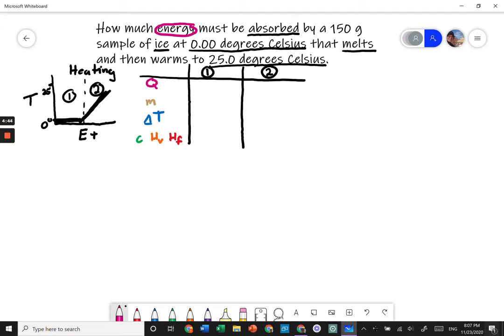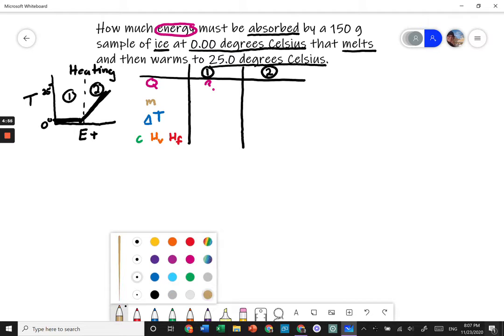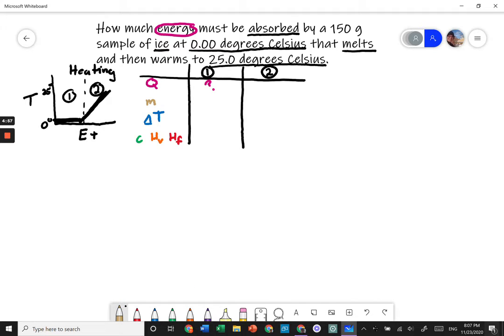Well, one, that should be a question mark at the end, but two, it's not telling us how much energy we have. So in region 1, I don't know. I'm probably going to have to solve for that. I'm going to put a question mark now. One thing that I do know, though, is the mass. It tells me that my mass is 150 grams. I'm going to put my 150 grams in my mass column. That's what I have in region 1.